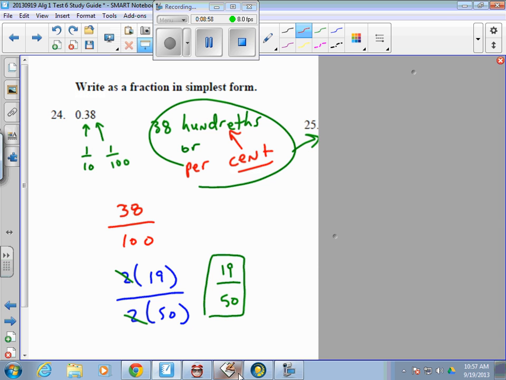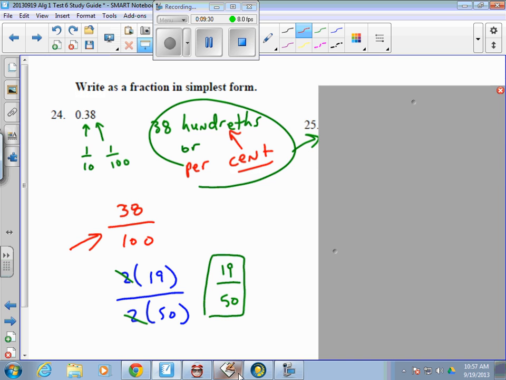24 is writing as a fraction in simplest form, 0.38. The 3 is in the 10th place. The 8 is in the 100th place. So per 100, or percent, so that's just like having it as per 100. So you write it as 38 over 100. And then the number that goes into both of those is 2. 2 times 19 and 2 times 50. 2 divided by 2 cancels out to leave you in its simplest form as a fraction, 19 over 50.